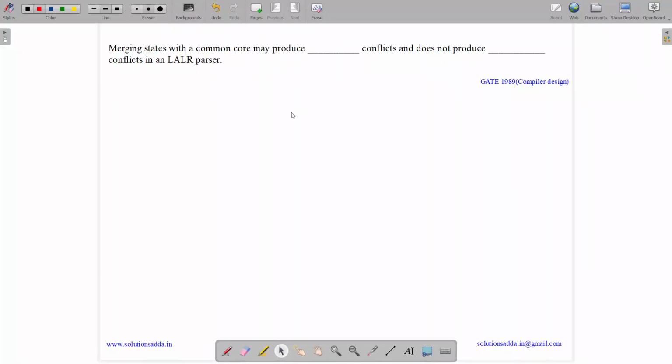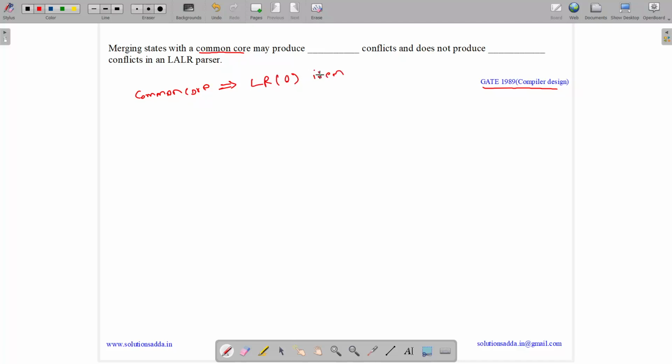This question belongs to compiler design subject and the topic name is parsers. It was asked in GATE CSE 1989. So the question is basically a fill in the blanks question, which states: merging states with a common core may produce dash conflicts and does not produce dash conflicts in a LALR parser. So what is the meaning of this common core? Common core basically means the LR0 items in the parser.